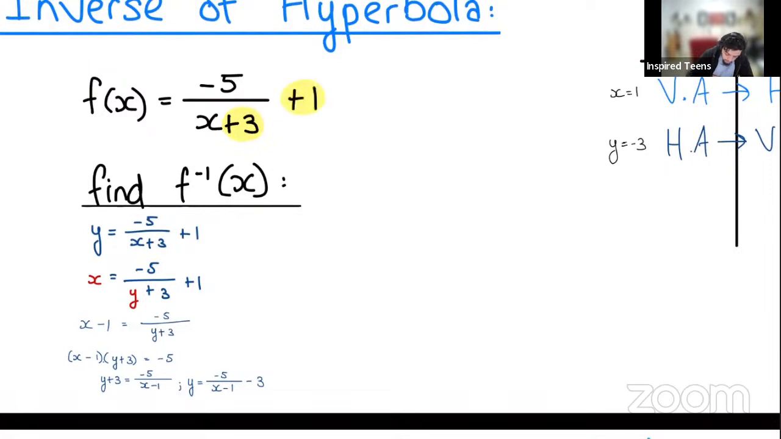These two coordinates are special. Why? Because this is actually the vertical asymptote, and its equation is x is equal to -3. Okay, you should remember this from hyperbola. Why -3? Remember the x values. The vertical asymptote always takes the opposite sign to what it is in the equation. And this is our horizontal asymptote, and its equation is y is equal to +1. Horizontal asymptote keeps the same sign.